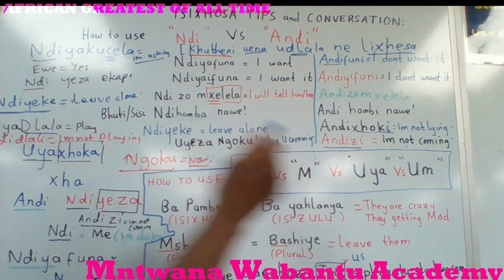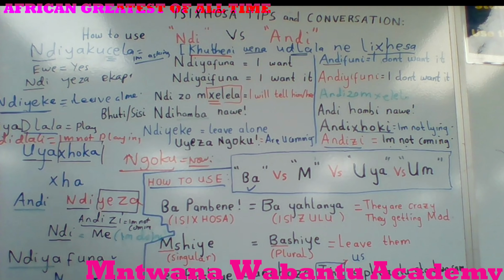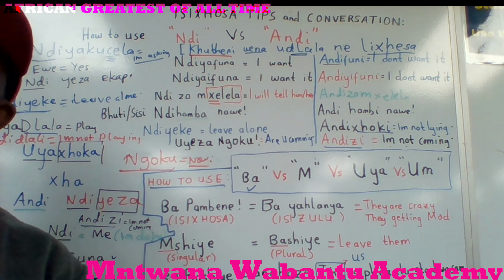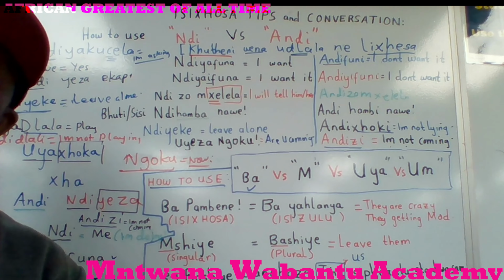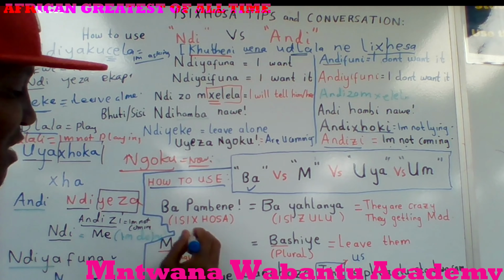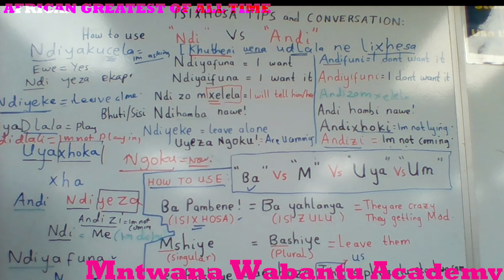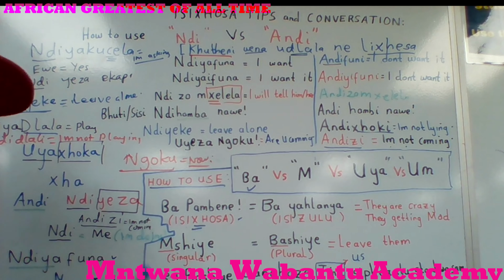Let's see how we can use ba. Ba is when you use for other people. For example, you say they do something. They, so you must use ba. For example, ba pambeni means, so this is for isiXhosa. Ba pambeni means they are crazy or they're getting crazy. Ba pambeni abantu means these people are crazy.